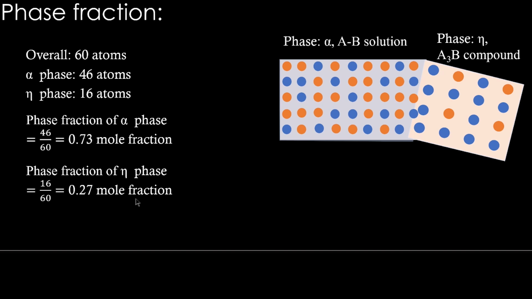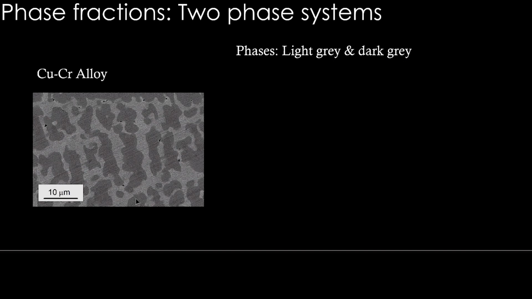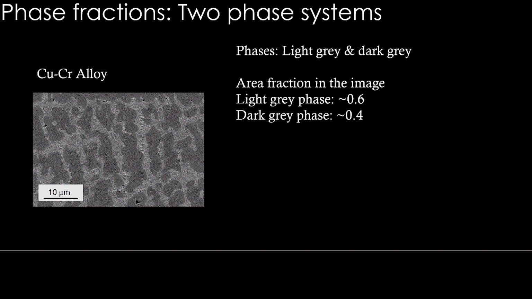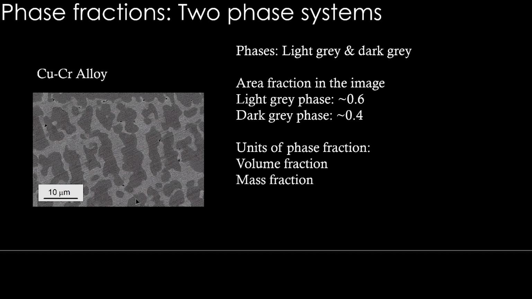So this is how we calculate the mole fraction of phases, but mole fraction is not that frequently used a unit for phase fraction. It is the volume fraction. So let us see how it is calculated or measured. You can see this is a micrograph here. Light gray and dark gray phases are visible, and the area fraction in the image can be calculated. The light gray phase is about 0.6 and the dark gray phase is about 0.4. So in this image 60% is light gray, 40% is dark gray. From this area fraction we can convert this into a volume fraction as well, and if possible, mass fraction and mole fraction can also be used as units for phase fraction.